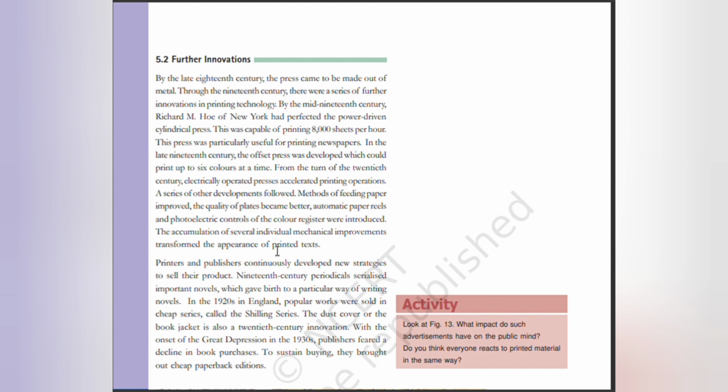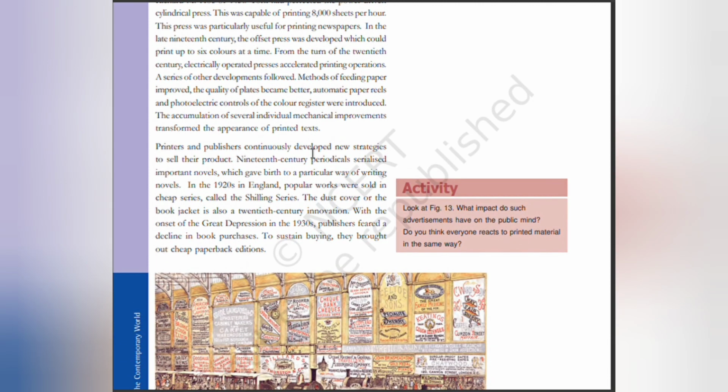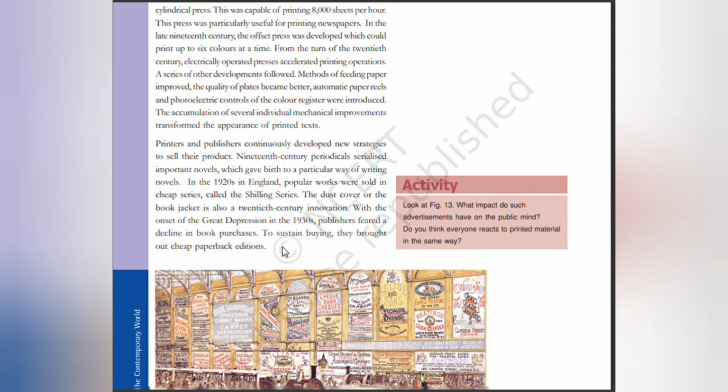Printers and publishers continuously developed new strategies to sell their product. 19th century periodicals serialized important novels, which gave birth to a particular way of writing novels. In the 1920s in England, popular works were sold in cheap series called the shilling series. The dust cover or the book jacket is also a 20th century innovation. With the onset of the Great Depression in the 1930s, publishers feared a decline in book purchases. To sustain buying, they brought out cheap paperback editions.